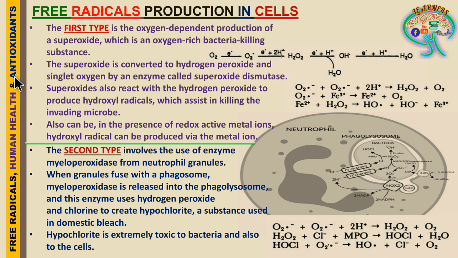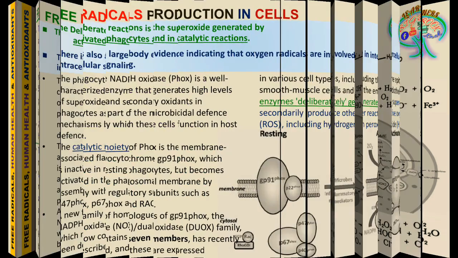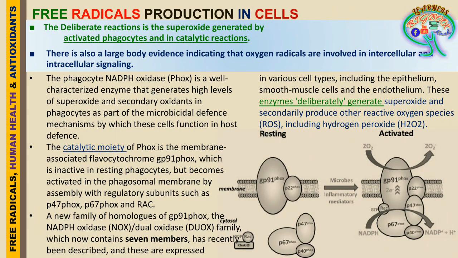Now here, this is the accidental type of the free radical production during the metabolism within the cells. Now when you consider the free radical production in cells because of deliberate reactions, here also we are discussing the same phenomena but in a different manner. There is also a large body of evidence indicating that oxygen radicals are involved in intercellular and intracellular signaling.